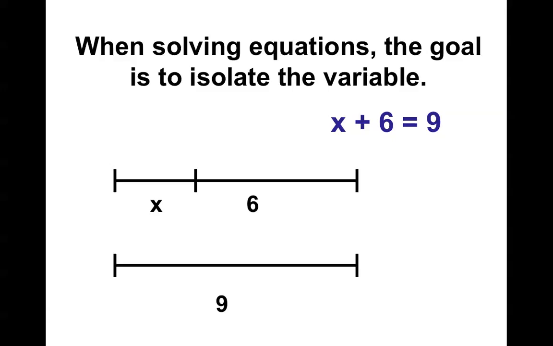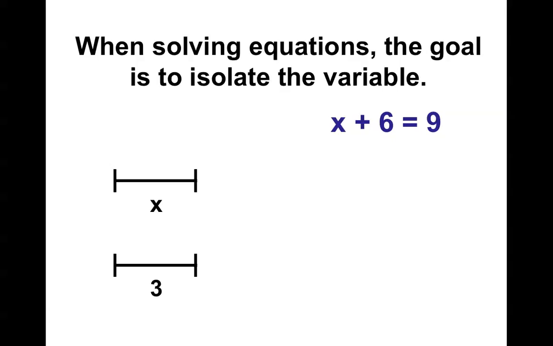So in algebra, the goal is to isolate the variable. I like to say get the letter by itself. So how in the world can I get this x isolated? How can I get it by itself? Well, basically, all I have to do is take away the 6. Well, I think you'll notice that the lines aren't equal anymore. So if I took 6 away from one side, I have to take 6 away from the other line, just to make it equal. And there it goes.